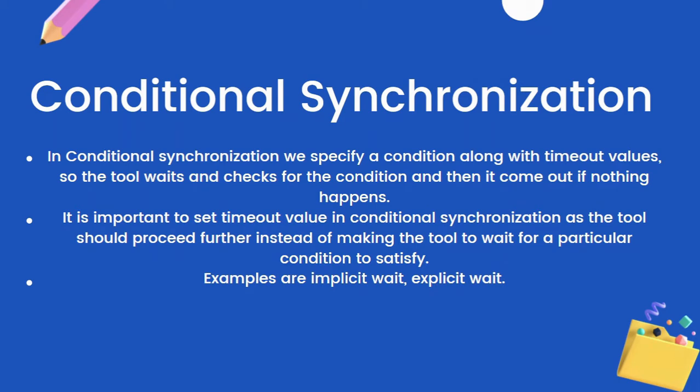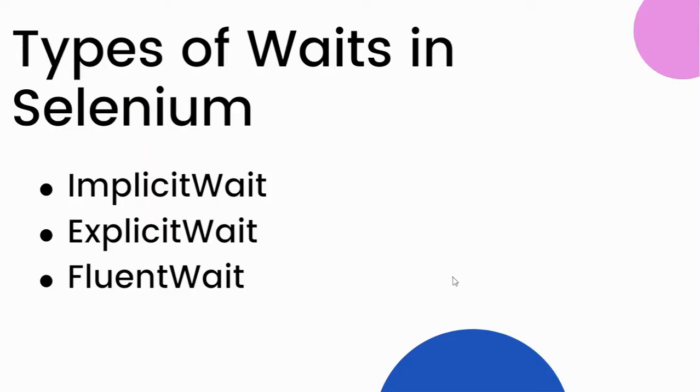In conditional synchronization, when the condition is met before the time we have specified, it will proceed with the execution instead of waiting for that time. In this way, the script does not take a longer time, unlike unconditional synchronization. So let's see the implicit wait and the explicit wait in detail.